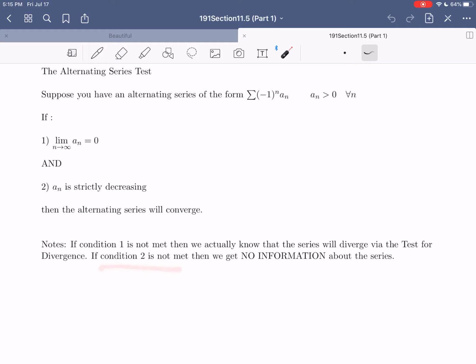If condition 2 is not met, so in other words, if a sub n is not strictly decreasing, then unfortunately we get no information about the series. So if a sub n is not strictly decreasing, then the alternating series might converge or it might diverge. We actually don't know, and unfortunately we'd have to study it on a more case-by-case basis.